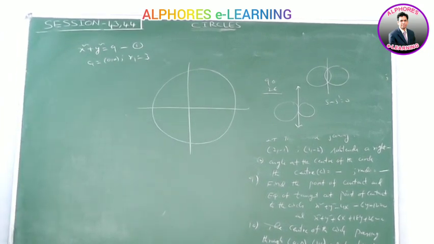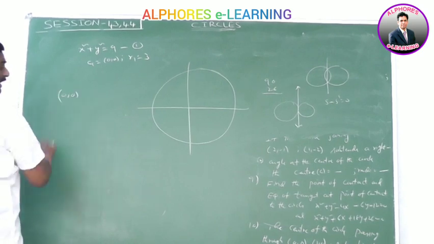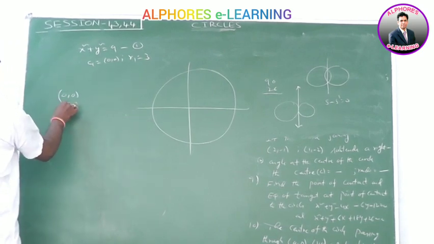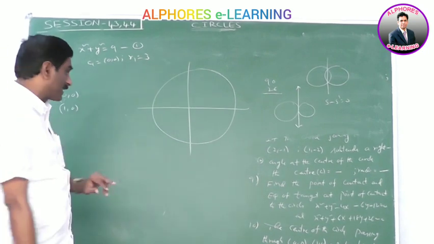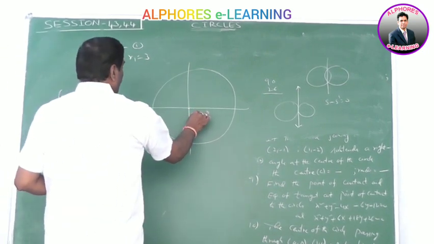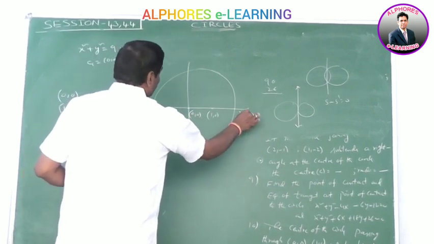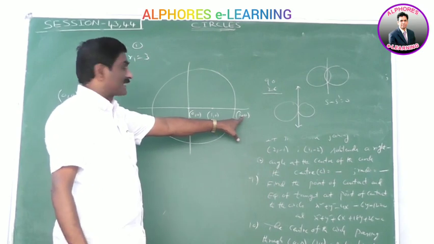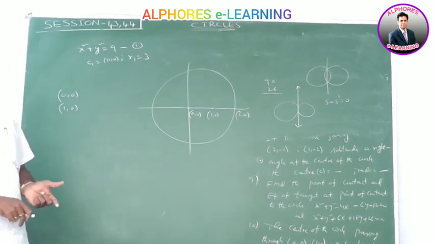Center is 0, 0. Now the second circle passes through 0, 0 and another point, 1, 0. Two points are given and this circle touches the given circle. The circle passing through the origin, which is 0, 0, and one other point, 1, 0. Here the radius is 3 units. That means 3, 0 is here, and 1, 0 is here.